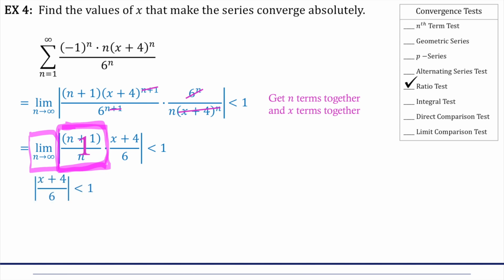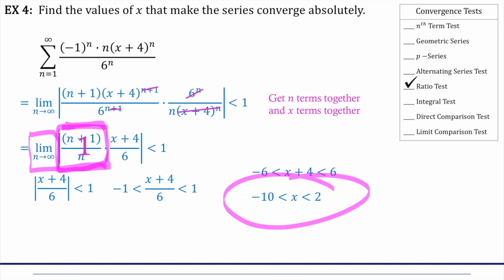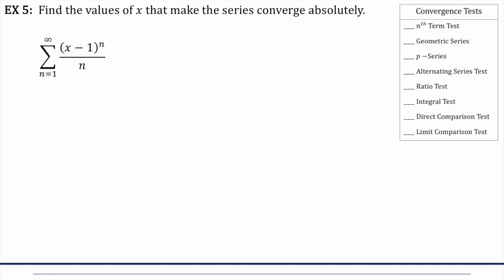So now we can use this information to solve for x. We know that the absolute value of (x + 4)/6 has to be less than 1. And now we just get to solve this inequality. So as long as x is between -10 and 2, this series converges absolutely. Let's try another one like that.